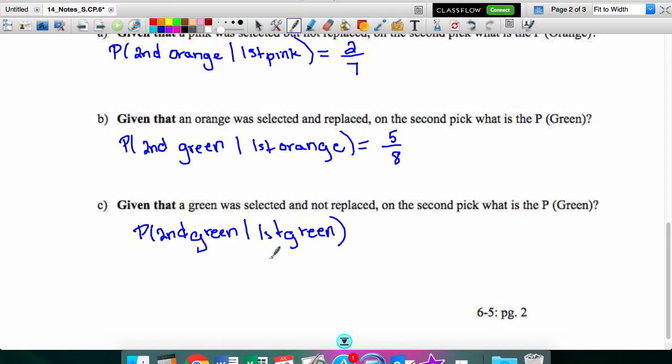So now, if I don't replace the marble, not only is my total going down, but the number of green marbles also is reduced from 5 green to now 4 green. So when I calculate my probability of green, there's only 4 greens left to choose from and only 7 total marbles to choose from. So my probability would be 4 out of 7.